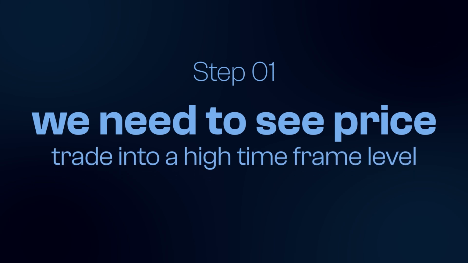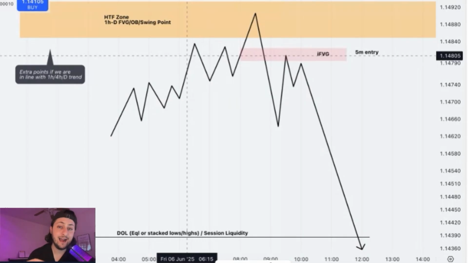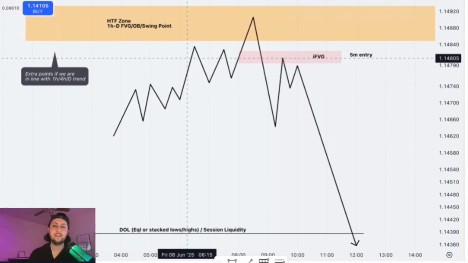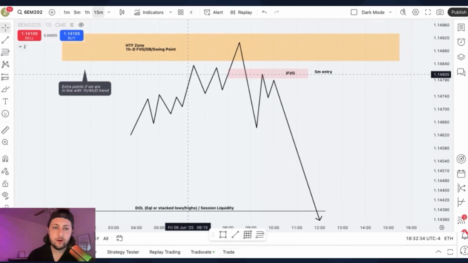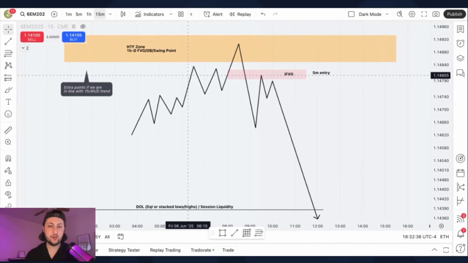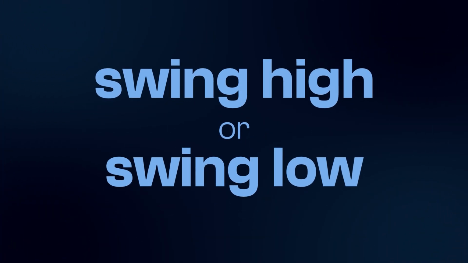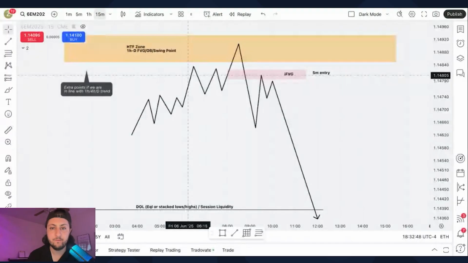time frame level. So what constitutes a high time frame level for my intraday trading would be anything above the 1 hour. And we're specifically going to be looking at either 1 hour to 4 hour to daily fair value gaps, order blocks, or just clear swing points. So that would be a swing high or a swing low on nothing less than a 1 hour time frame.